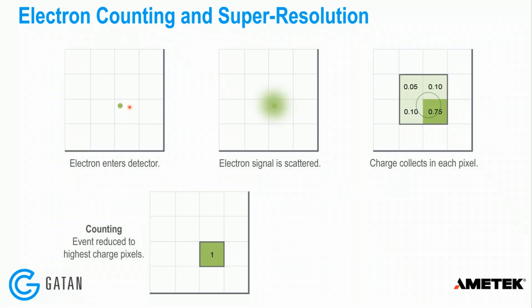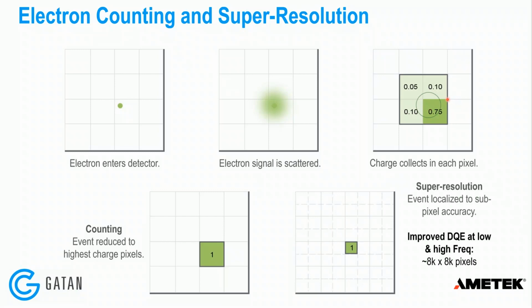But you can do something clever with this, because this interaction is spread over multiple pixels. So we can do this centroid method where we find the center of mass of the interaction. And you can basically subdivide these physical pixels into a subgrid of 4 pixels. So this is super resolution. Super resolution gives us our event localized to sub-pixel accuracy.